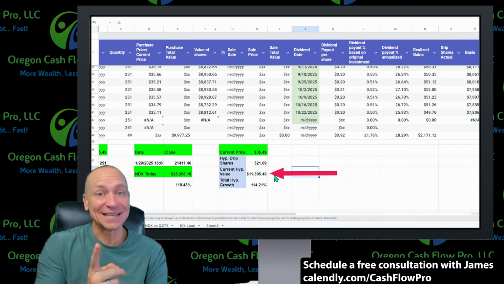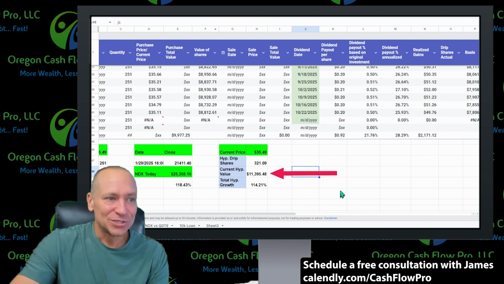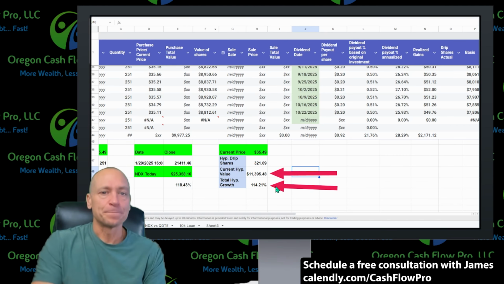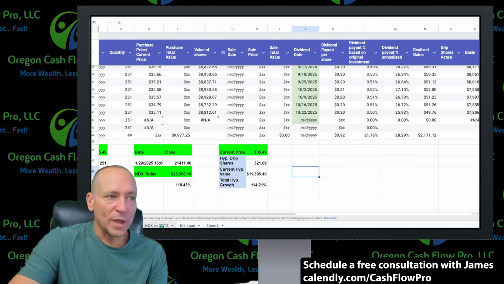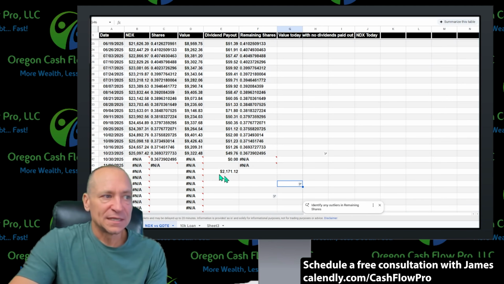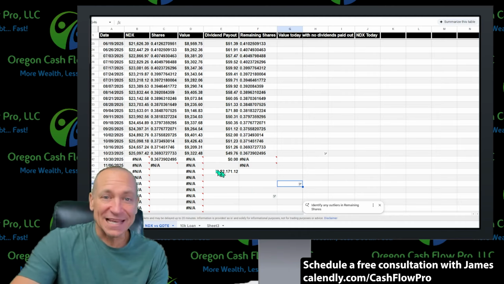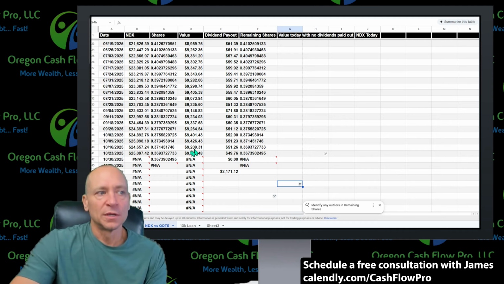Oh, that's interesting, isn't it? That is interesting. Total growth, 114%. Well, if we started with 10,000 and the actual NDX with the payout would have left us at 11,479, it's less than $100 more that's in here.